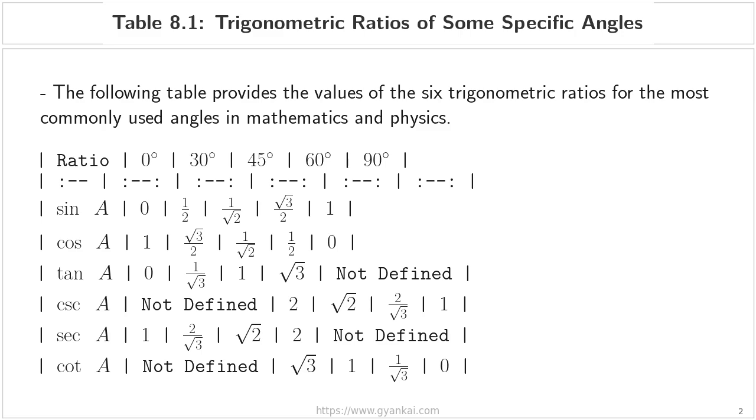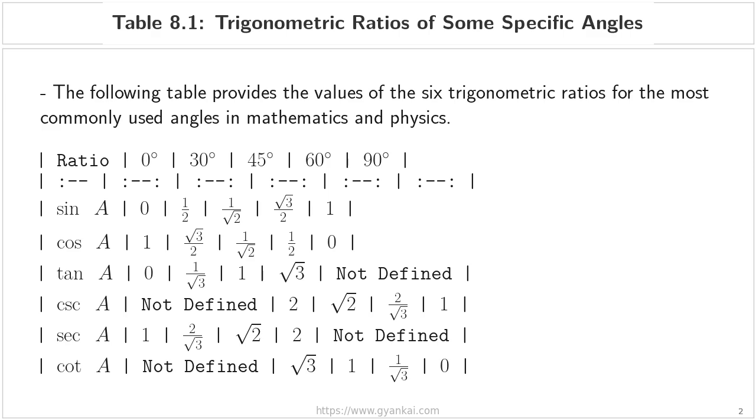If you look at the first row for sine A, you'll see the values start at 0 for 0 degrees and gradually increase to 1 at 90 degrees. Notice the pattern of the square roots in the middle, like 1 over the square root of 2 for 45 degrees. As we move to the cosine A row, you'll notice something interesting. The values are actually the reverse of the sine values. It starts at 1 for 0 degrees and decreases down to 0 at 90 degrees. This symmetry is a key feature to keep in mind.